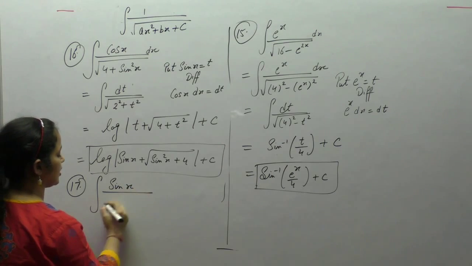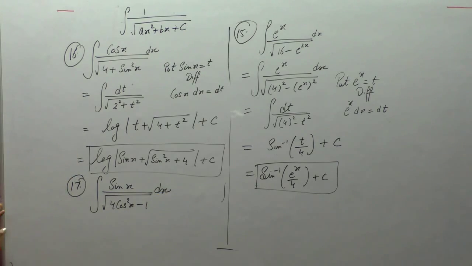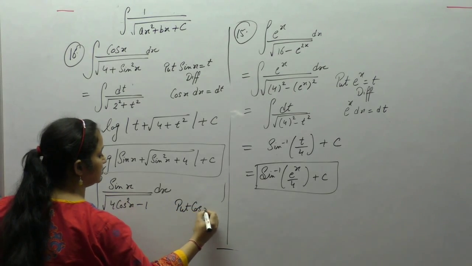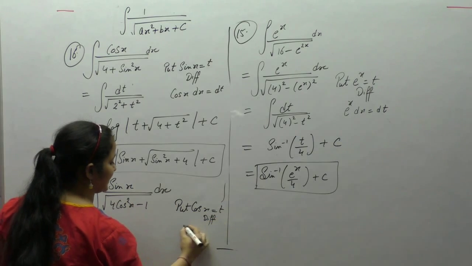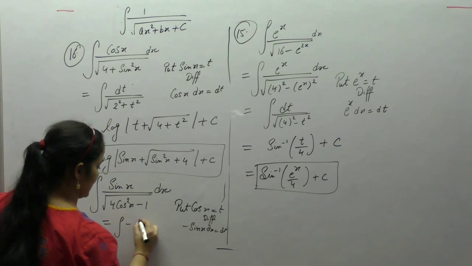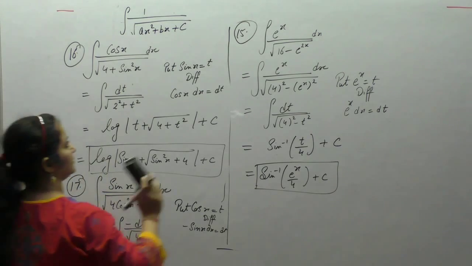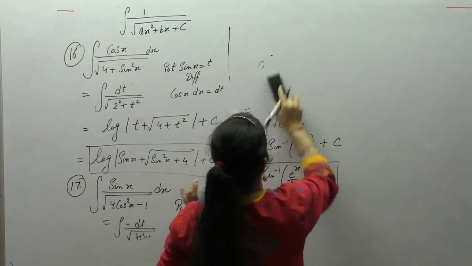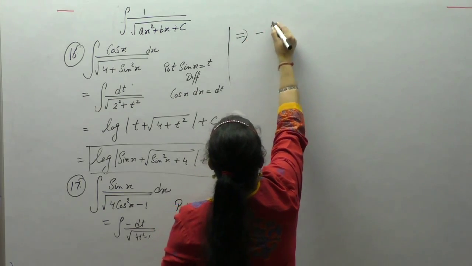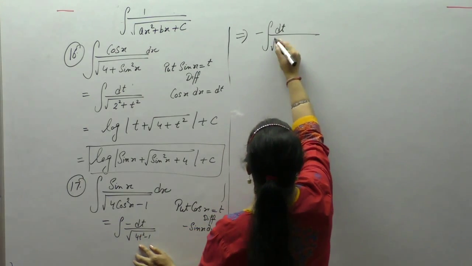Next is integral of sin x upon square root of 4 cos square x minus 1. Now we have the derivative of cos x, so put cos x as t. Derivative of cos is minus sin x dx, so sin x dx is minus dt upon square root of 4t square minus 1. Minus dt upon, we can write 4t square as (2t) whole square minus 1.